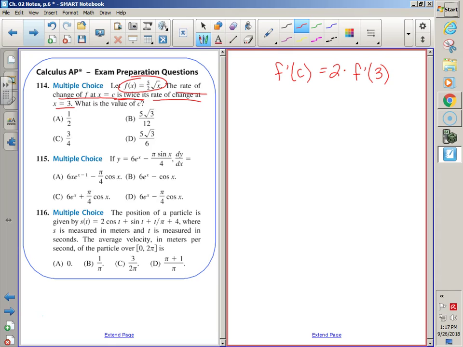Now, how do we actually solve? AP loves forcing you guys to get some sort of little formula, some sort of little expression, like, hey, solve me, but you have to go back to actually do it. How do we solve this? We have to go back. So f prime of x.